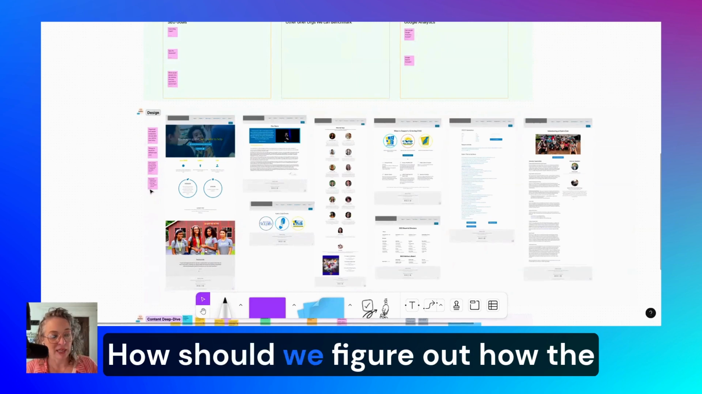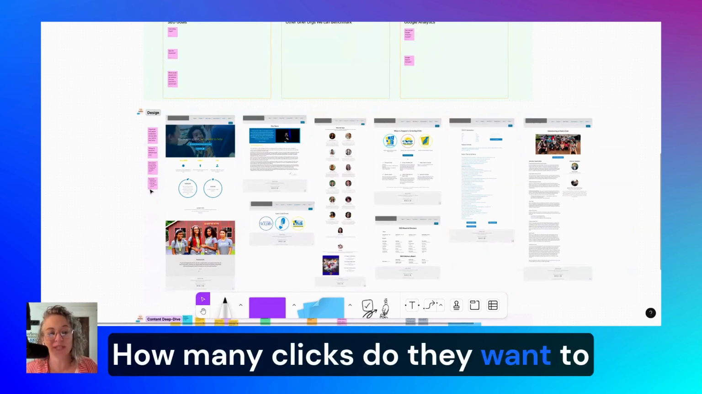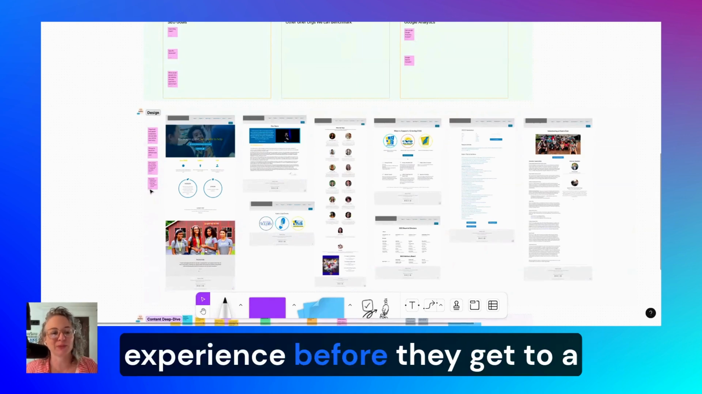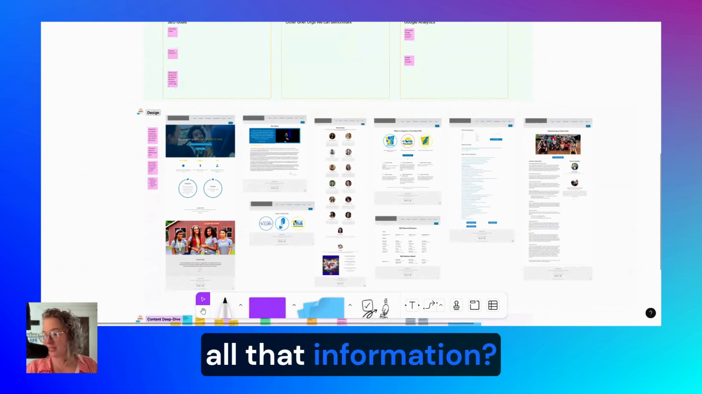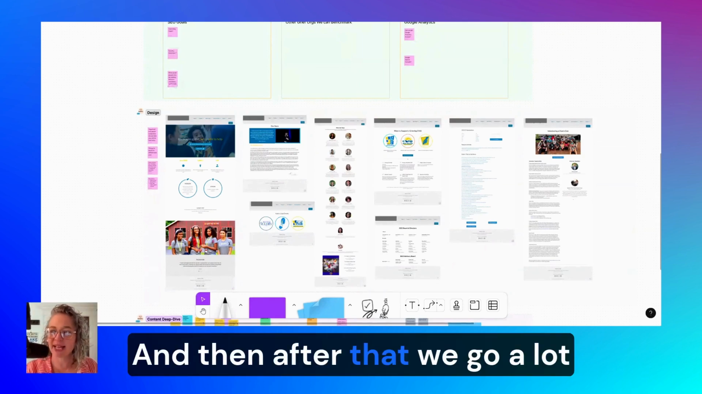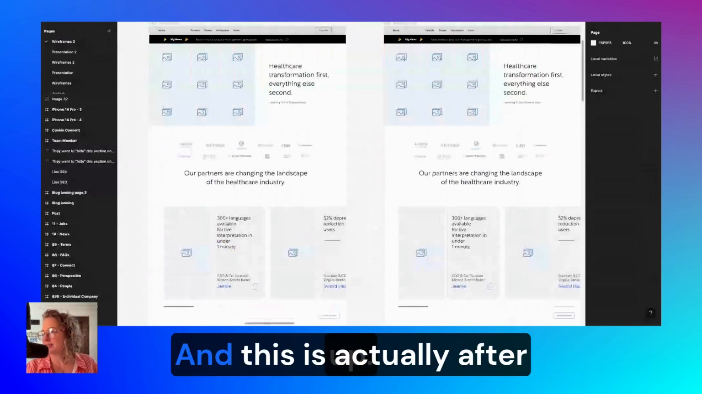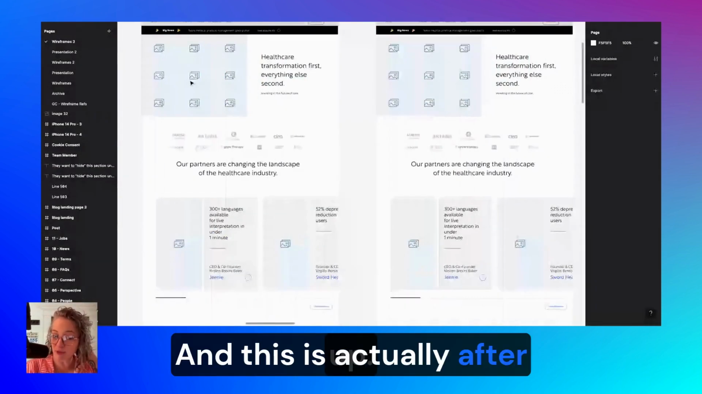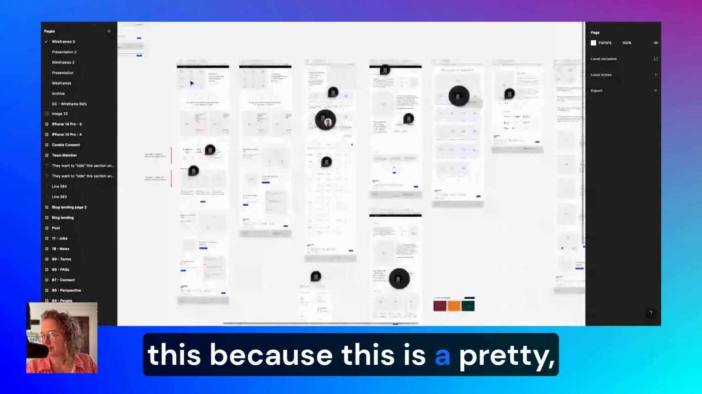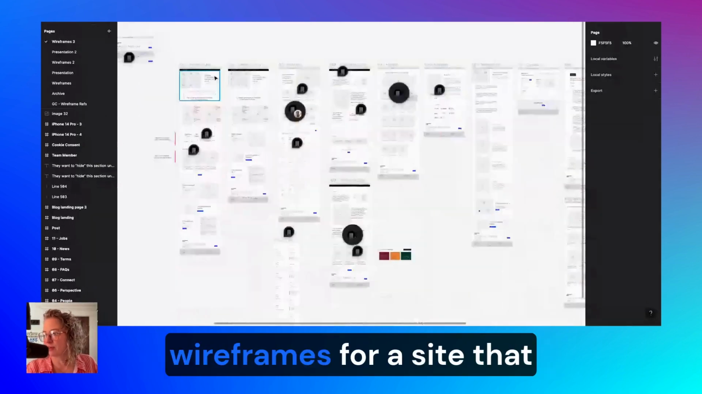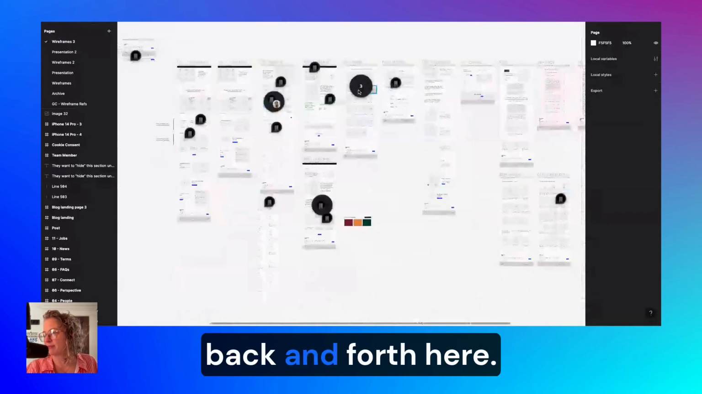How should we figure out how the story flows through the site? How many clicks do they want to experience before they get to a certain piece of information? How do they want to receive all that information? And then after that, we go a lot of times into wireframes. And this is actually after sitemap wireframes. And I just wanted to show you this because this is a pretty comprehensive set of wireframes for a site that we just launched. And you can see all the back and forth here.